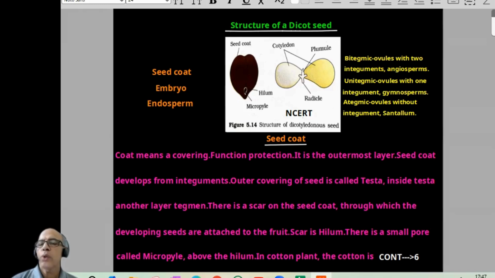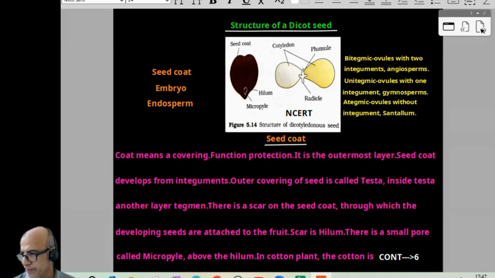Now, in cotton plant, cotton is Gossypium, Malvaceae family, the cotton family, the hibiscus family. What are these cotton fibers? They are epidermal outgrowths of testa, and chemically they are cellulosic. That is why Malvaceae is called the cotton family. I think the idea is clear, the picture also clear, everything clear. Now we can proceed to the next page.